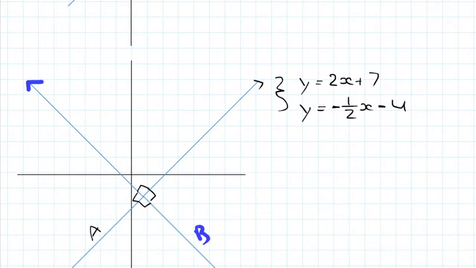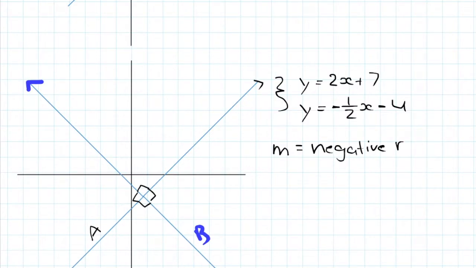Well, what do you notice about these two lines? I'll give you a hint. It has something to do with the slope as well. So if you don't already know what's similar or what's different about these two equations, I'm going to go ahead and just point it out for you. The m for the two different lines is the negative reciprocal, right?